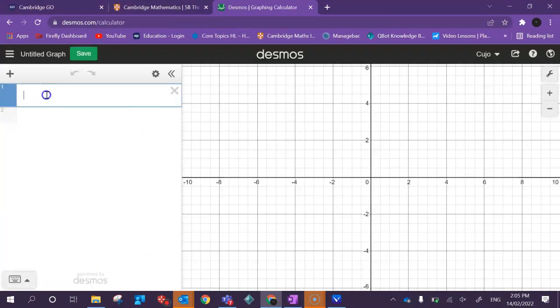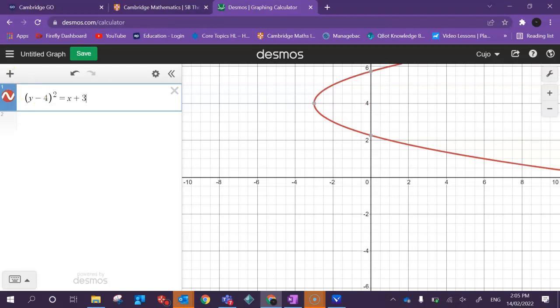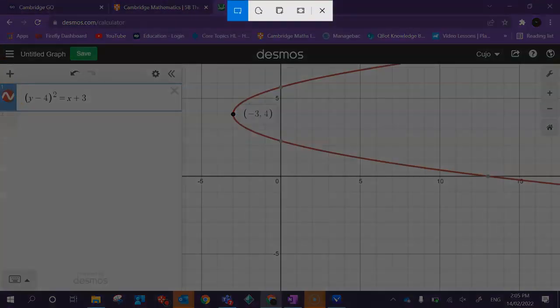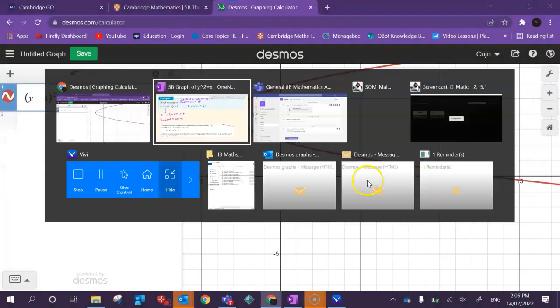Now you can follow along on your calculator, though it's a bit harder to sketch some of these things on your calculator. So we had y minus 4 squared equals x plus 3. As predicted, my turning point went 4 units up and 3 units to the left. So my turning point was at negative 3, 4. And so that's what the graph would look like, and we expected that to be the case. Let's go back and label those things again. We can snip that in and see that it was exactly what we expected.